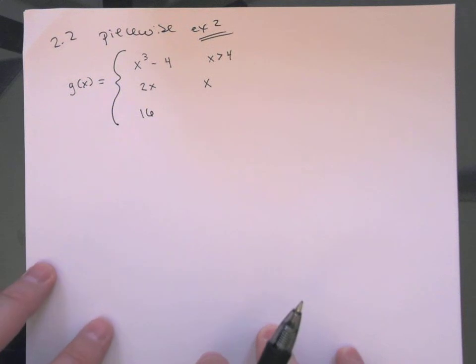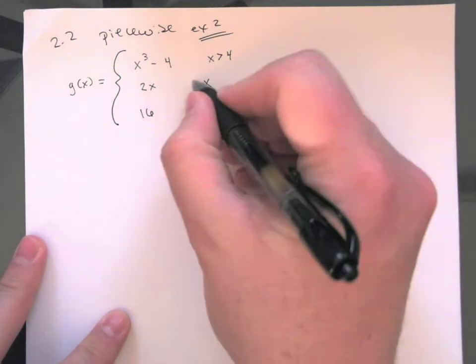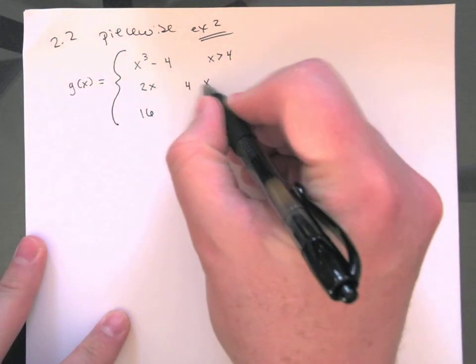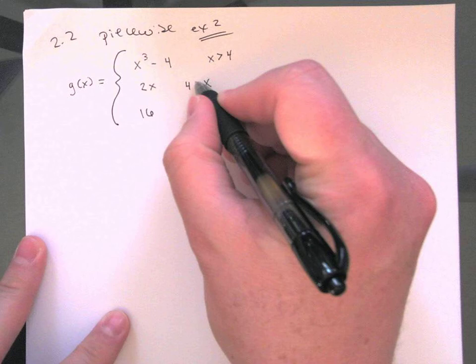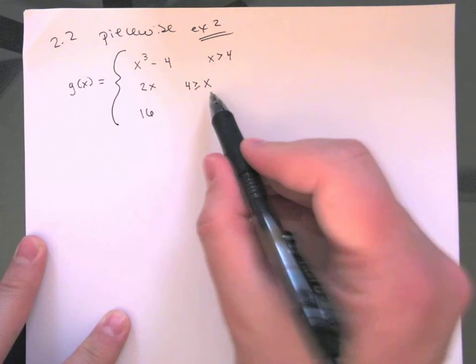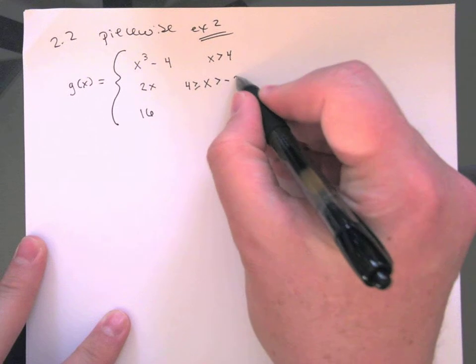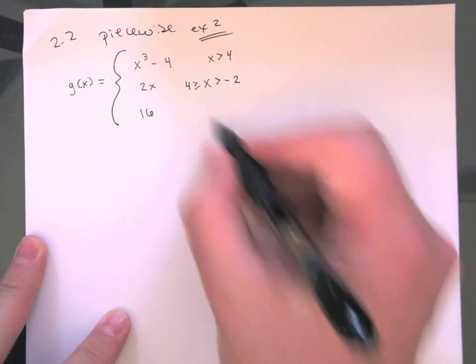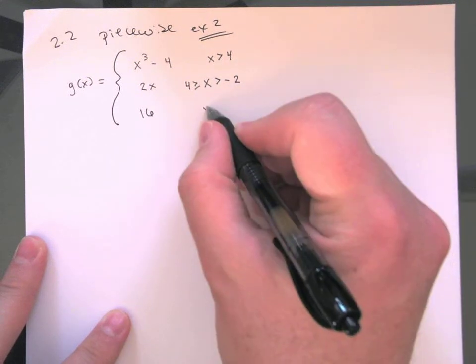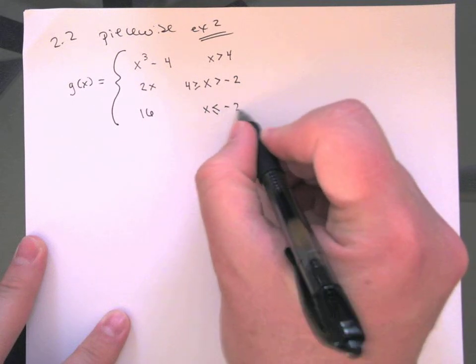What do we want? We want them to be between, let's say, 4 and negative 2. So let's do, right, x less than or equal to 4. So we'll include the 4 down here, and let's do strictly greater than negative 2. And then for the last one, we'll do x values that are less than or equal to negative 2.